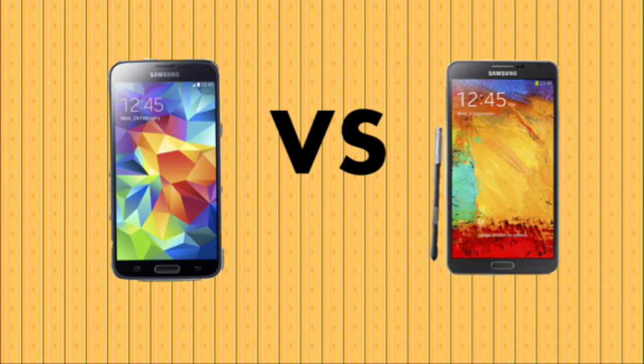We have a 5.1-inch display on the Galaxy S5 versus a 5.7-inch display on the Galaxy Note 3, and both displays are 1080p HD displays, but the PPI on the Galaxy S5 is a lot higher compared to the Note 3, at about 432 PPI versus 386 PPI, and both displays are Super AMOLED HD displays.